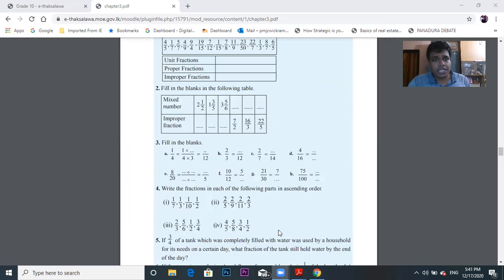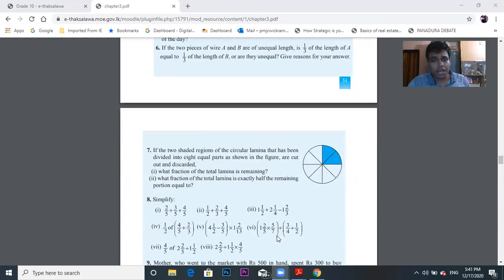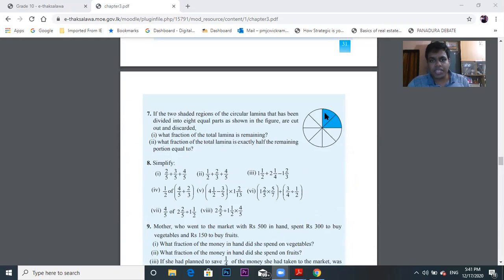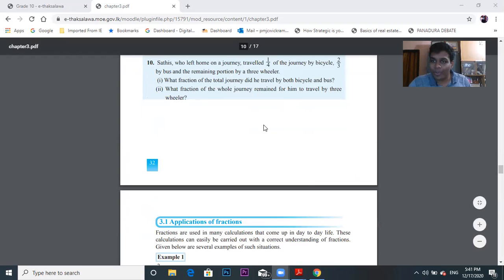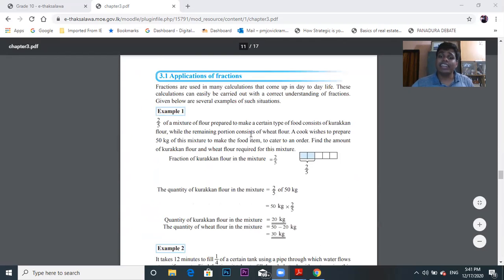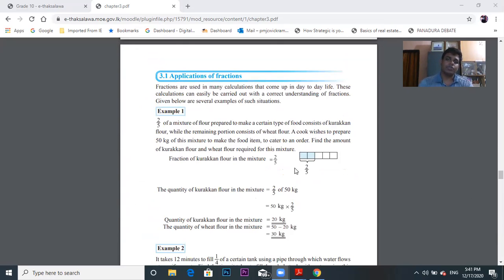Then we did the review questions. We did half of it. We did a lot of it. We did the shaded region, I can remember. We did Sati's left home by bicycle. Then we came to the applications of fractions, 3.1, where we learned how fractions are used and how this is happening. Ladies and gentlemen, please watch the first part of this fractions chapter 3, which we did last week. Please check it out.